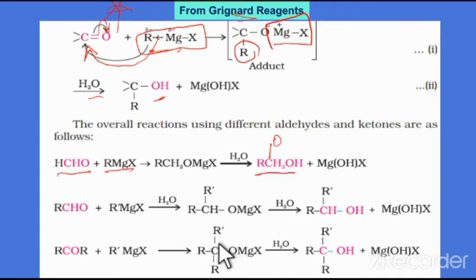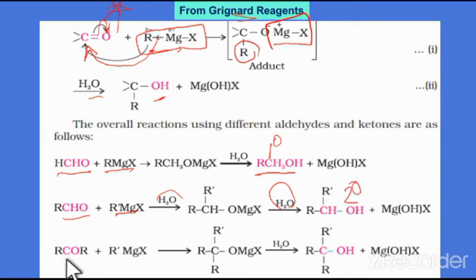In that case we can get the primary alcohol. Whereas when the alkyl group consists of an aldehyde, like acetaldehyde or propanaldehyde, and those are treated with the alkyl magnesium halide followed by hydrolysis, in that case we can get the secondary alcohol.